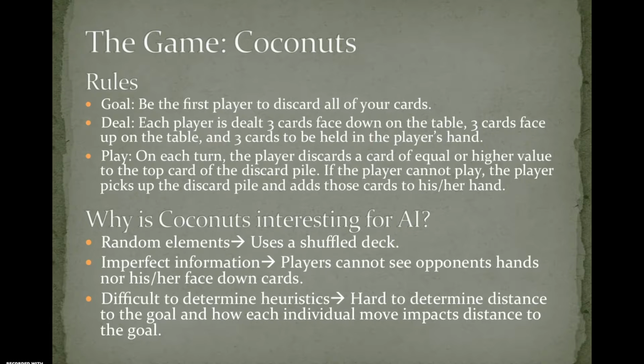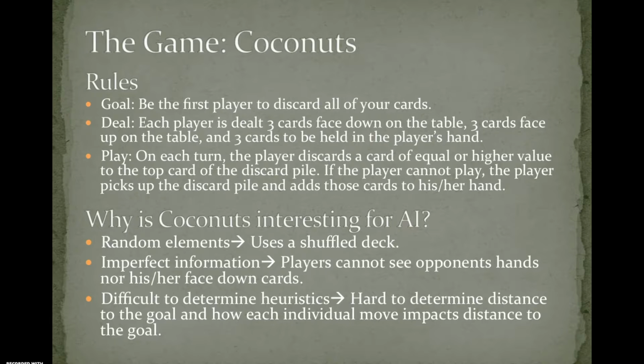Finally, at any given point in time, it is difficult for a player to gauge how close he or she is to winning and how much closer to winning an individual move will put the player. The player may appear to be winning because he or she has the fewest cards, but the player may still lose if the player's face-down cards have low values or the player has to pick up a lot of cards from the pot. This makes AI techniques that rely on heuristics difficult to apply.